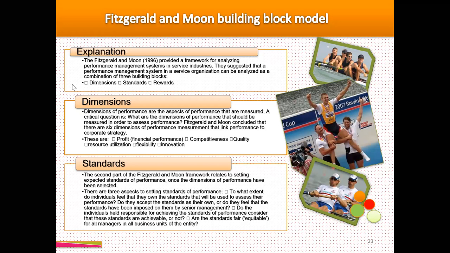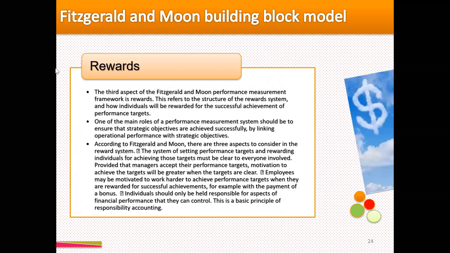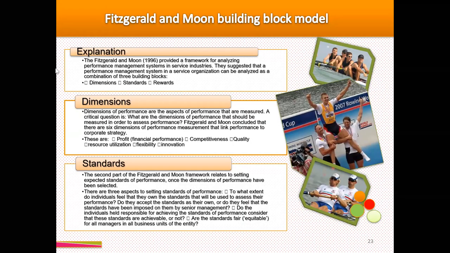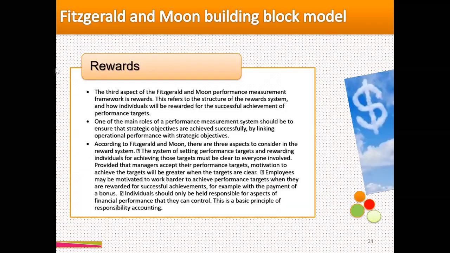Another thing is, are the standards fair? If the standards are not fair, people most likely will not be able to work towards it or try to achieve it. Another question is, do the individuals held responsible for achieving the standards of performance consider that these standards are achievable or not? So when you give a standard to someone, you need to discuss with the person whether they think that this standard is actually achievable. That's why your manager will ask you, do you think this is something you can do? A good manager will ask you whether it's achievable. So first off, the standard must be fair. The standard must be achievable. And the standard must give the person it is being given to the ability to own it, or to accept it.